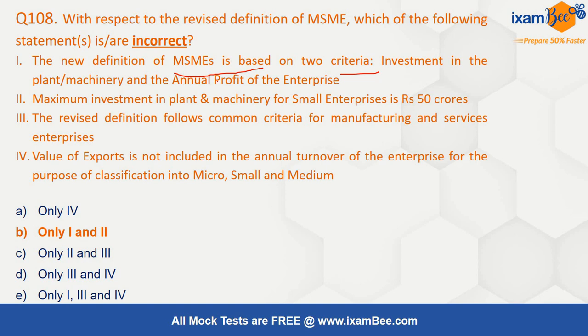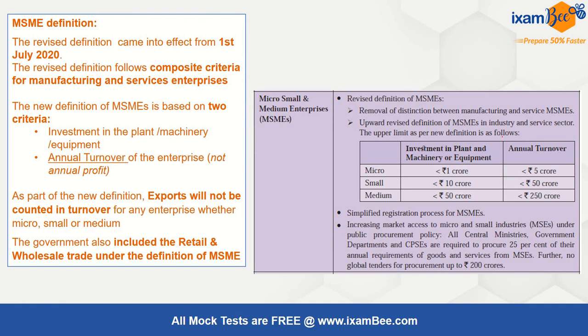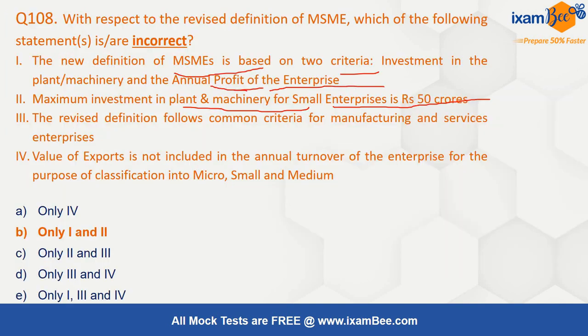the plant and machinery and the annual profit of the enterprise. I showed you earlier that it is not annual profit but it is annual turnover. Understand the difference between the two. Maximum investment in plant and machinery for small enterprises is rupees 50 crore. No. If you see, I showed this table earlier also. Minimum investment in plant and machinery for micro is 1 and for small is 10. For medium it is 50 crore, and this is the turnover definition.